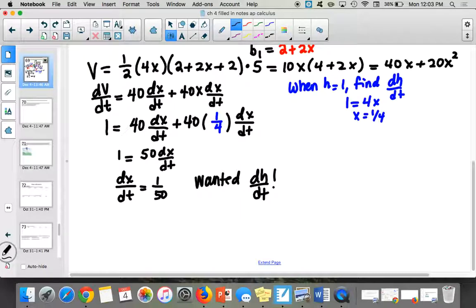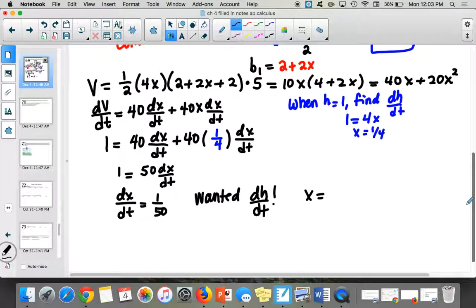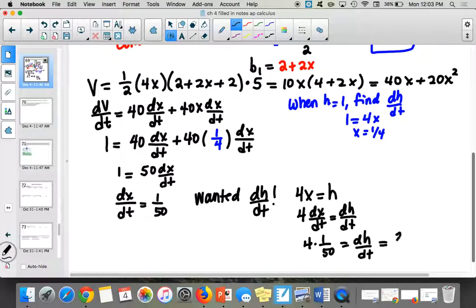Don't erase your work. All that work is good. So now you go back to any equation that relates what you want. So we want dh over dt, and we have dx over dt. So remember, x was equal to, where was it? Or h is equal to 4x, right? So 4x equals h. So that means 4 dx over dt has to equal dh over dt. They're related in that rate. Like those two rates are related to each other, in that ratio. So that means I have 4 times 1 over 50 equals dh over dt, which would be 2 over 25. Or 0.08 if you want a decimal. And that's in meters per minute.